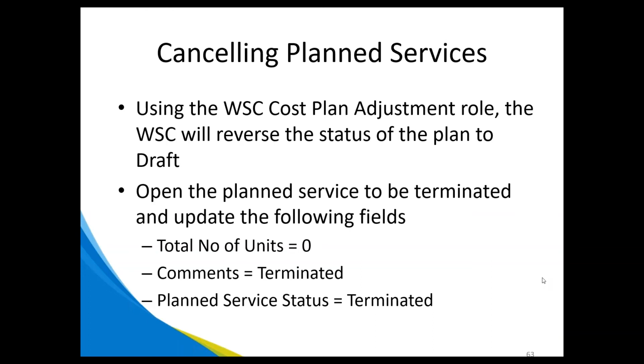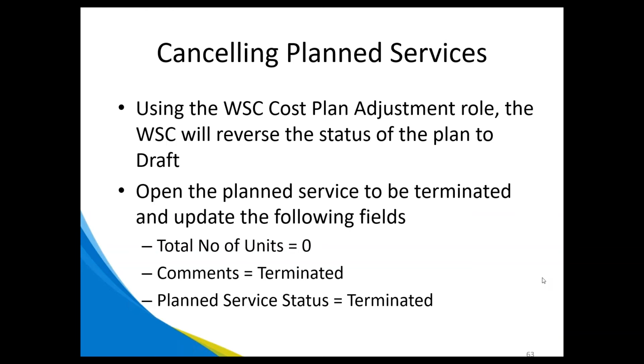With anything else you're doing with making changes to your cost plan, you're going to use your WSC cost plan adjustment role. You're going to reverse the status back to draft, and then open the plan service that you want to terminate. And again, this is a plan service that you are canceling that does not have claims. So you're going to reset the total number of units to 0.